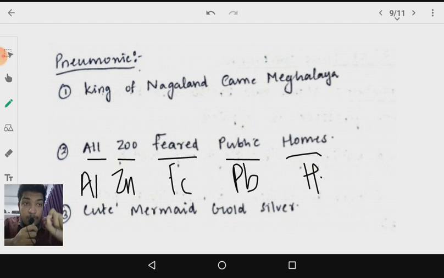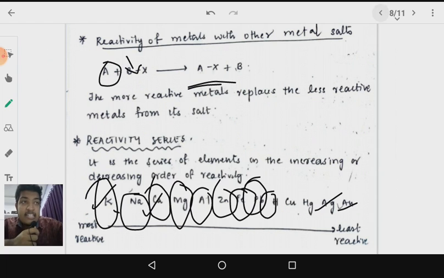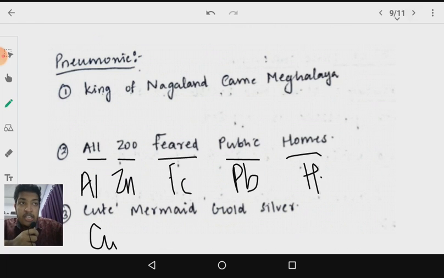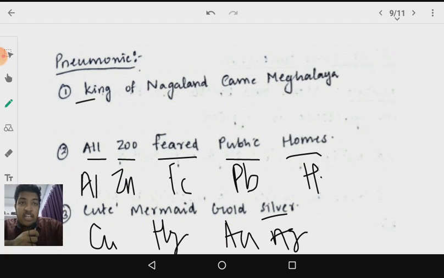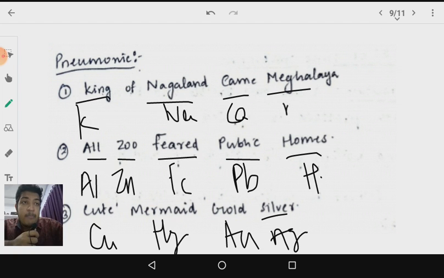Next is cute, mermaid, gold, silver. Cute, that is Cu. Next is mermaid, that is mercury, that is Hg. And then we have gold, that is Au. And then we have silver, that is Ag. So here we have potassium, sodium, calcium, and magnesium.